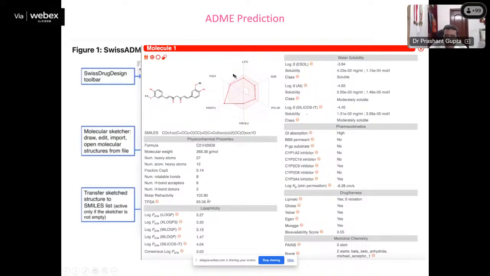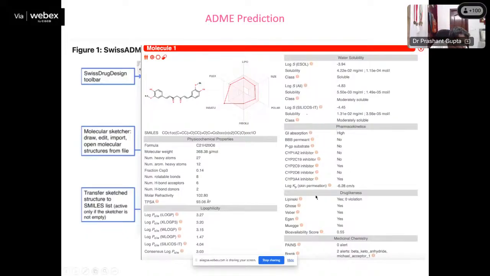And I have taken an example of curcumin, and you can see, yes, all of the rules are saying that this could be a drug candidate. And then the bioavailability score, and then the other things which I'm not going to discuss.